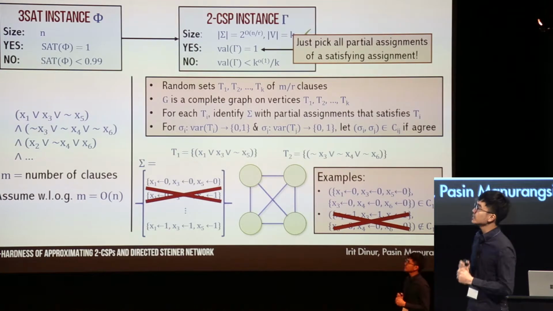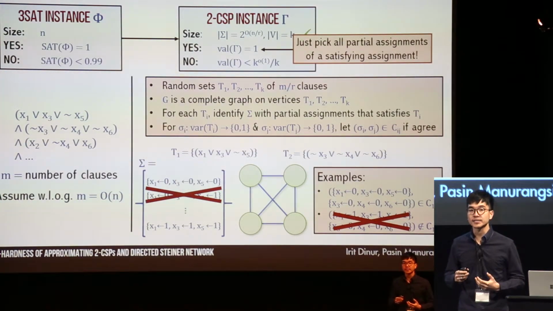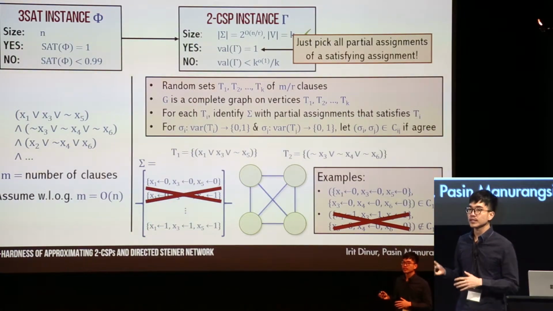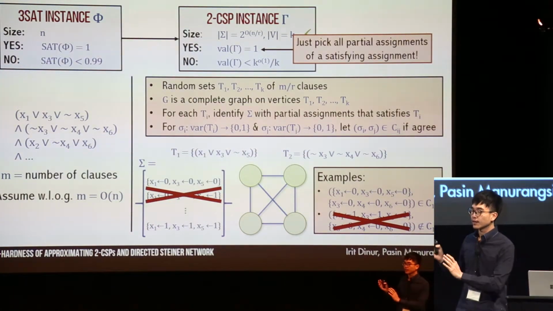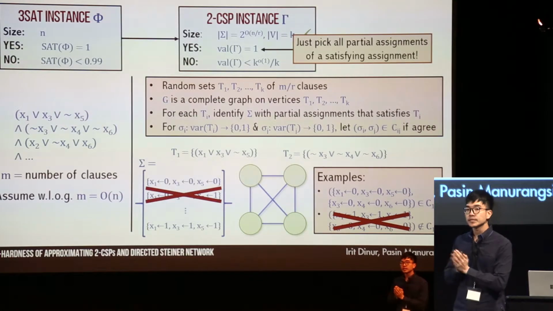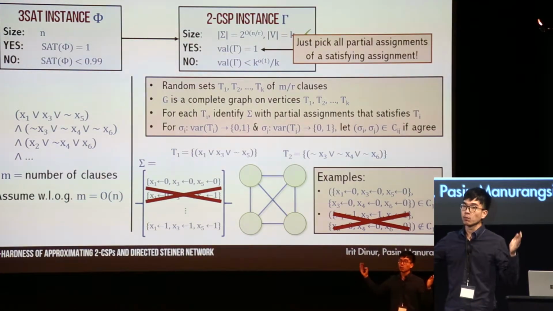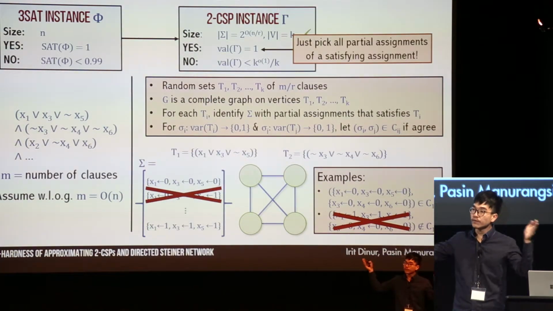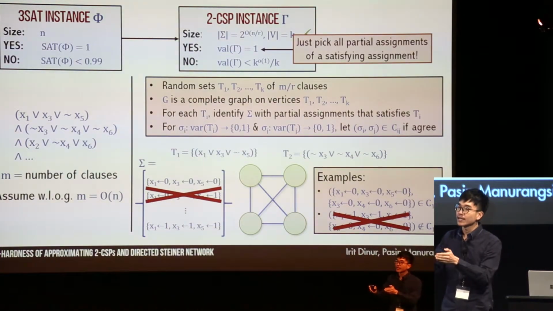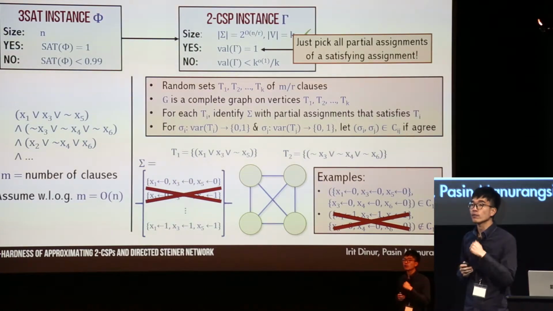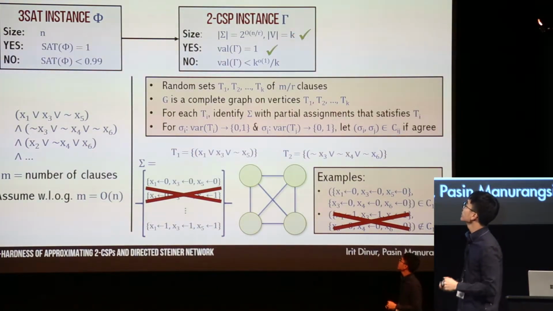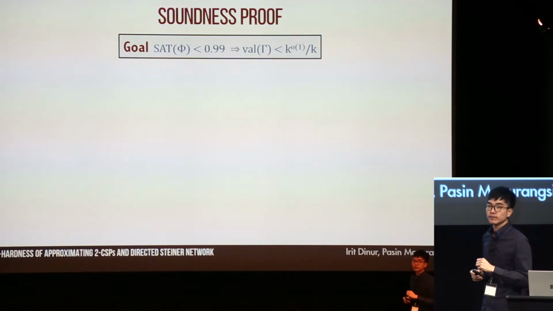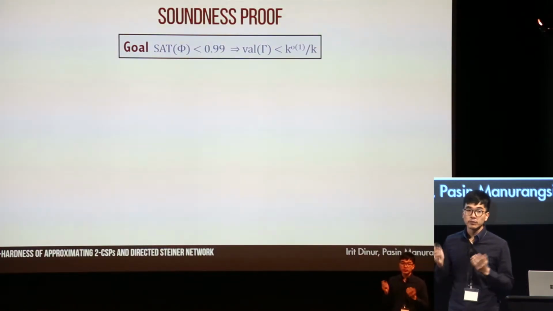How about the yes case? In the yes case, if we have a satisfying assignment to the 3-SAT formula, then it's very simple to pick a labeling for our CSP. In particular, we can just look at one satisfying assignment for the 3-SAT and pick all of its restrictions to each Ti. So we will indeed satisfy all the constraints of our 2-CSP. So we are in good shape. Now there's only one thing we have left to prove, which is the no case.